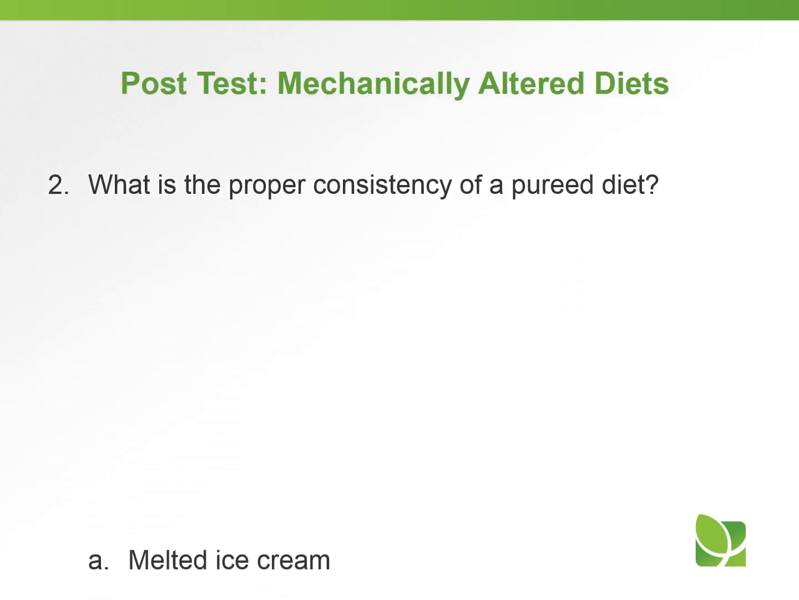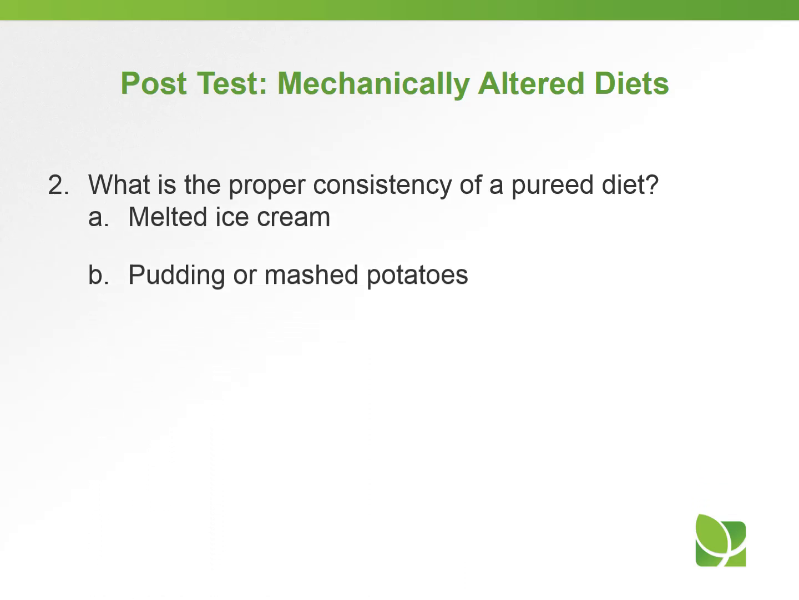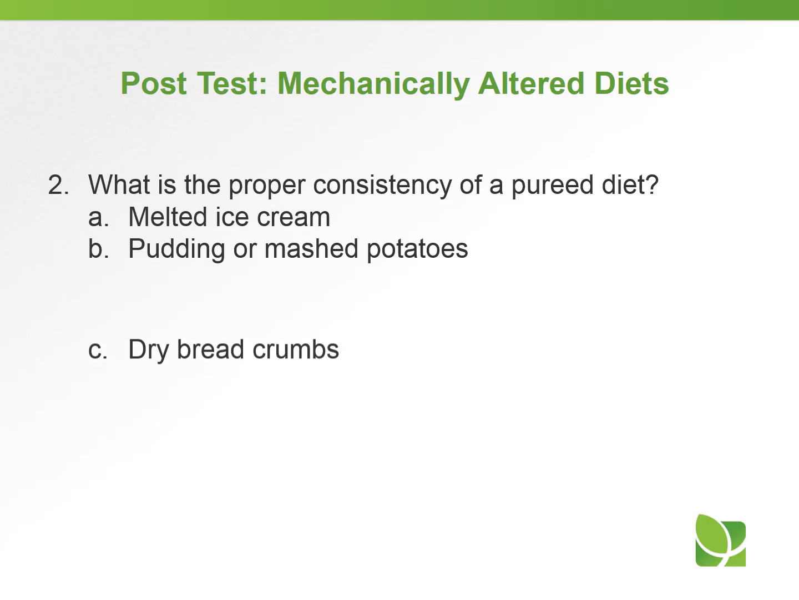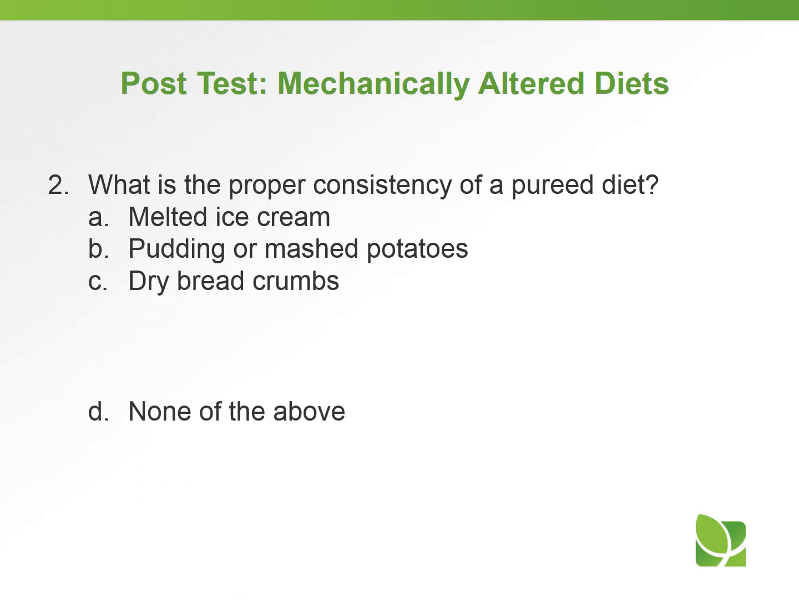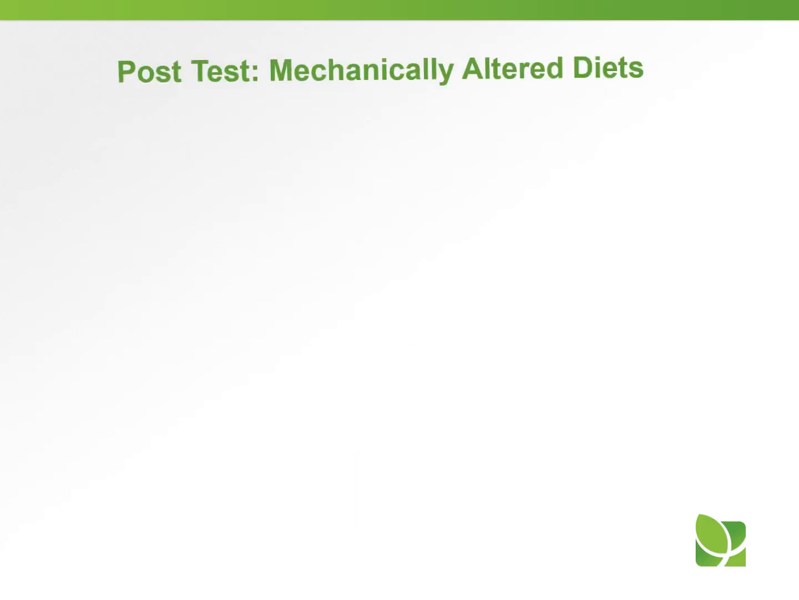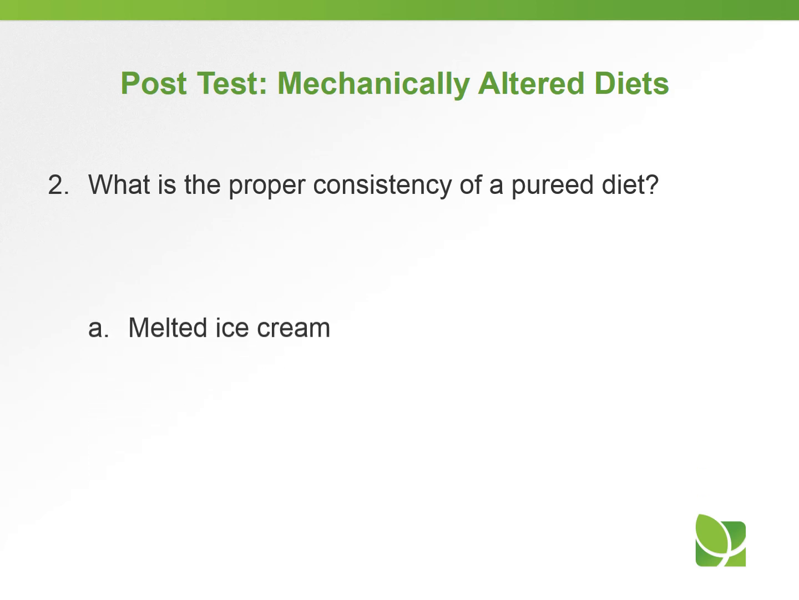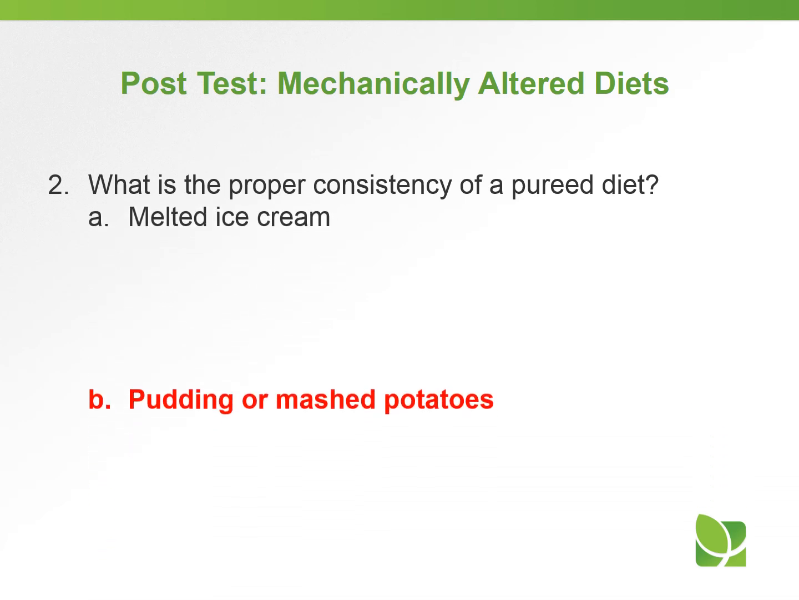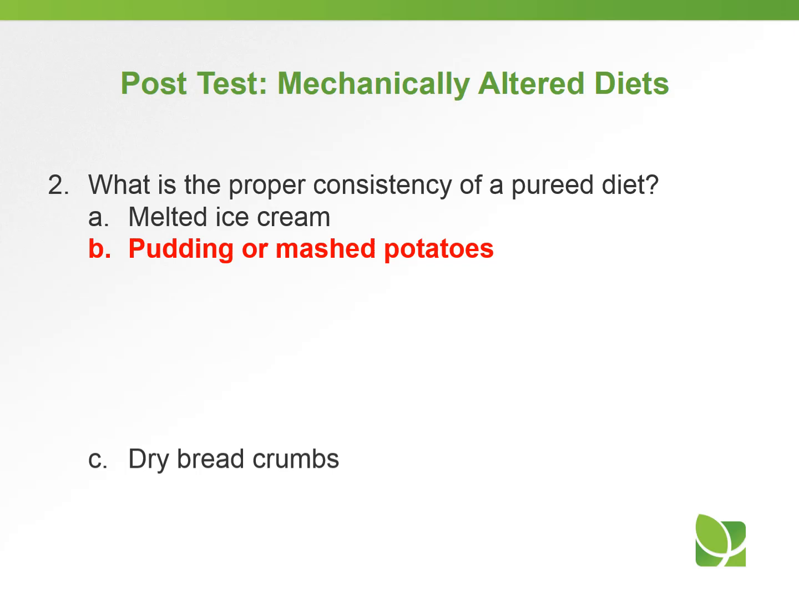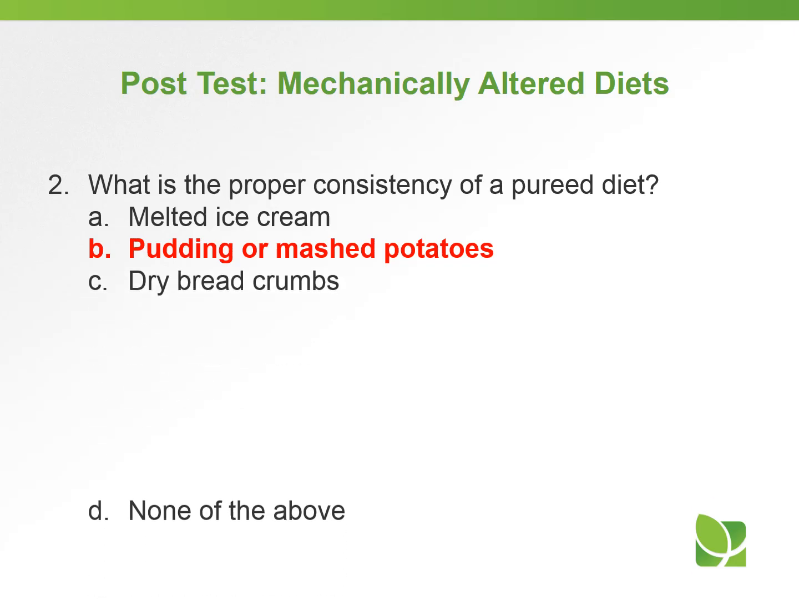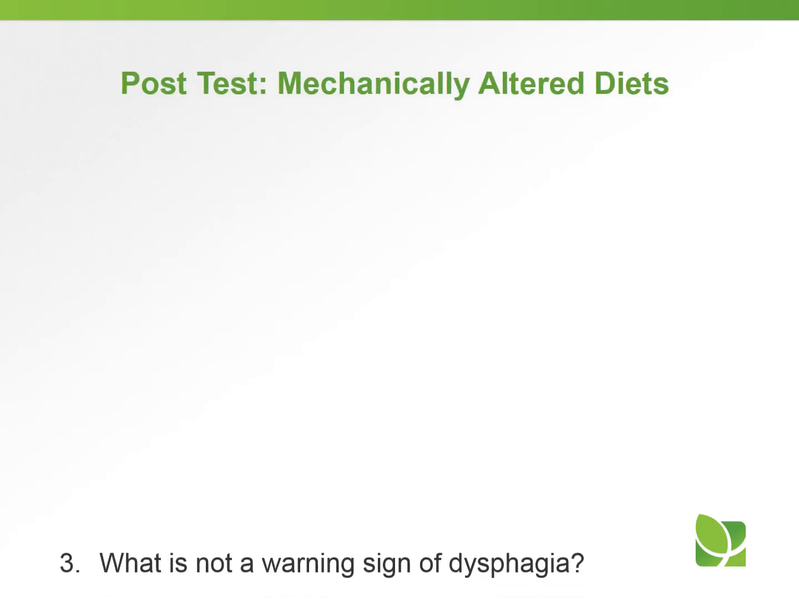Question number 2, what is the proper consistency of a puree diet? A, melted ice cream, B, pudding or mashed potatoes, C, dry breadcrumbs, or D, none of the above? And the answer to question number 2, what is the proper consistency of a puree diet? And if you remember, we talked about pudding or mashed potato consistency. Remember, you don't want it too thin, but you want it the consistency of mashed potatoes or pudding.